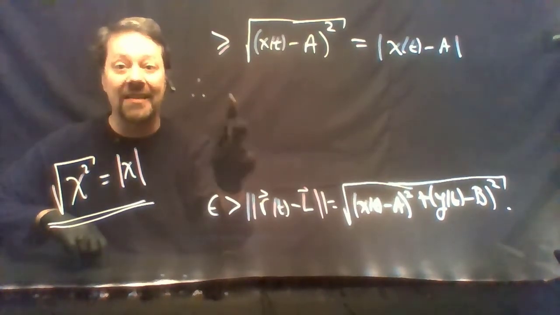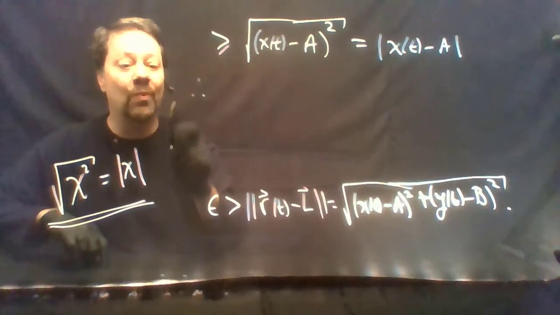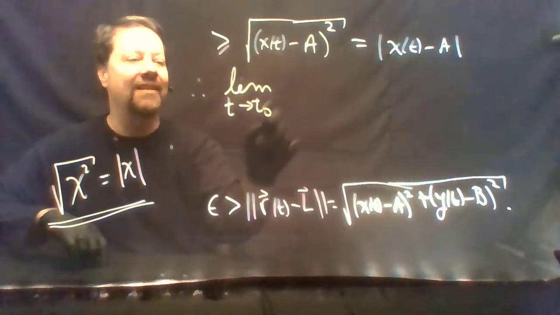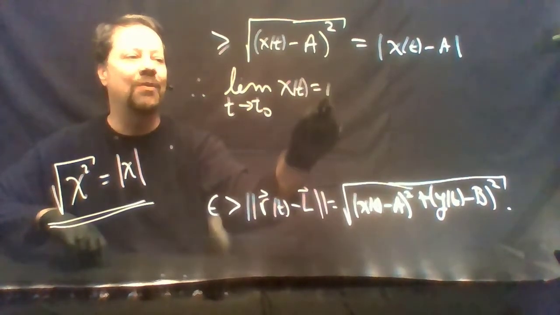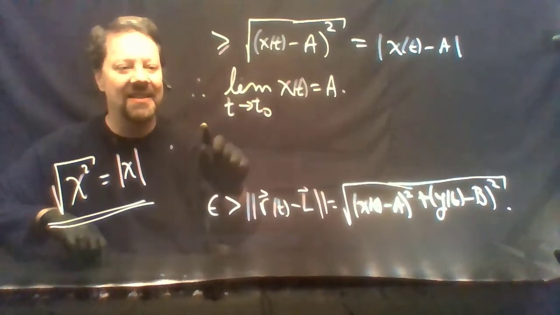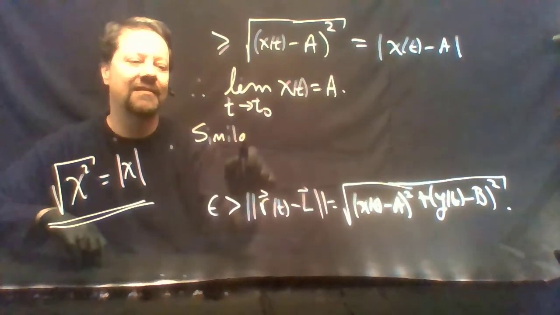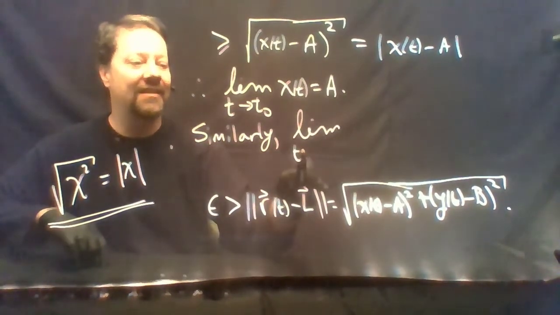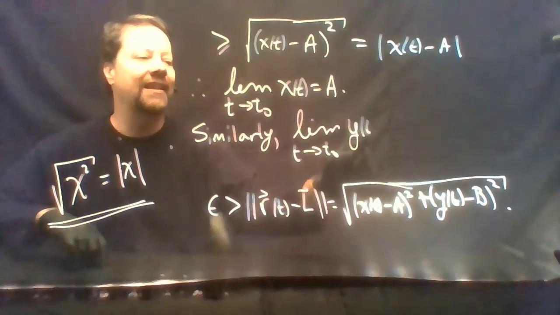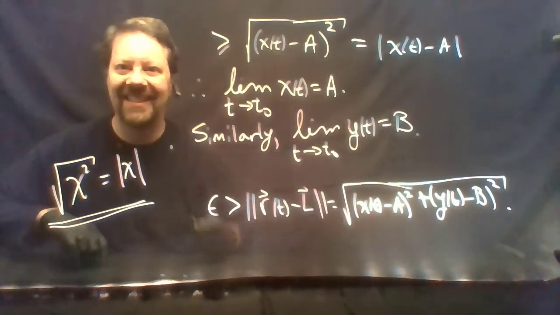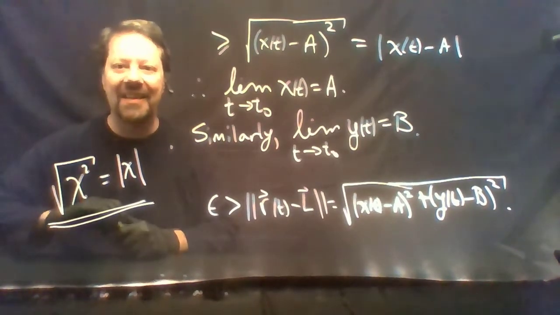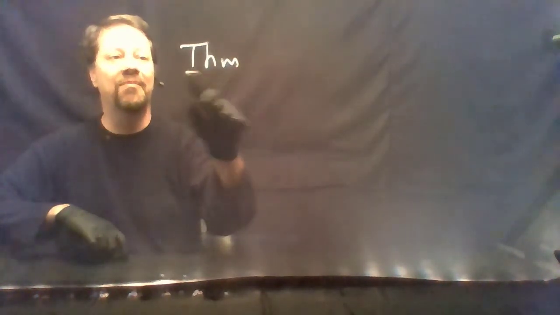That implies, in the sense of limits from calculus 1, that the limit as t goes to t naught of x of t equals a. Similarly, the limit as t goes to t naught of y of t equals b. This tells us something really interesting about limits. It tells us the following theorem.